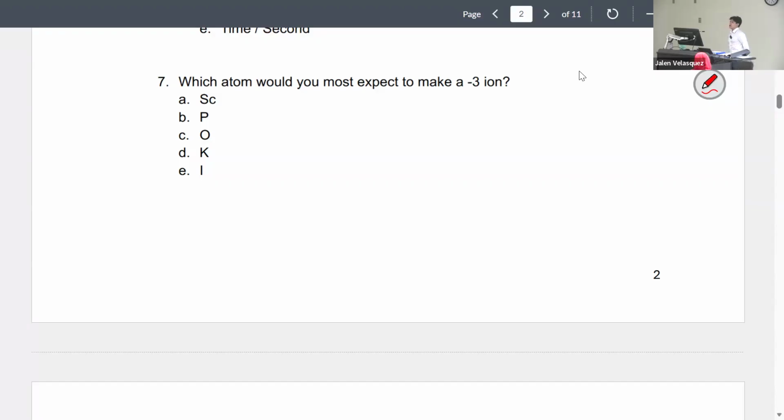All right, so which of these atoms would you expect to make a -3 anion? Good, it's going to be B, phosphorus. And why is it phosphorus? Good, because it's in group 15, and it makes a -3 charge, right? Any questions with that? That's just from knowing the common ion charges, right? Okay, any questions on page 2 before I move on?